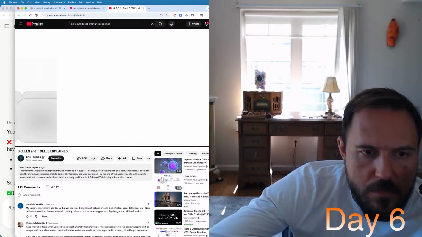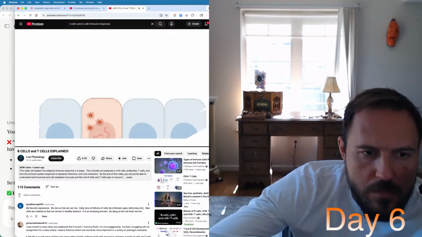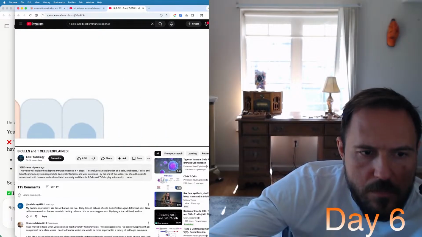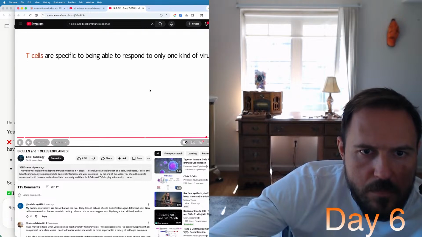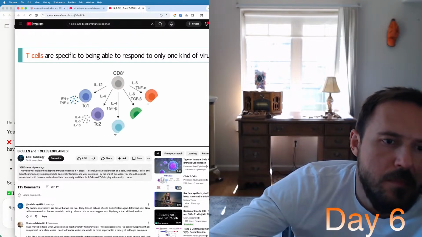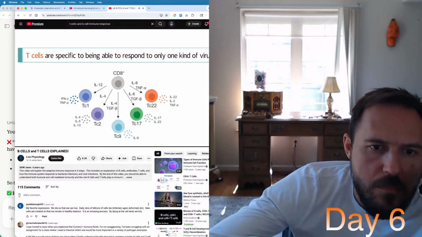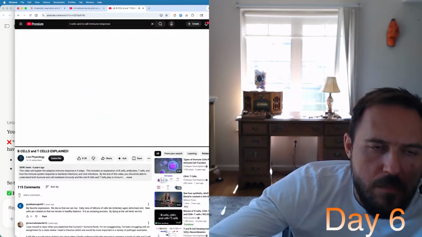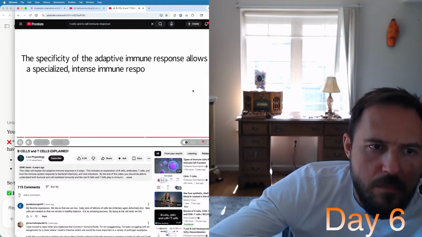The same T cell, however, may come across a cell infected with a different virus, and the T cell is unable to bind, and no cytotoxic molecules will be released. As is the case with antibodies, T cells are specific to being able to respond to only one kind of virus. There are numerous T cells, however, and an array of viral infections are able to be contained due to the variety of T cells in the human body. The specificity of the adaptive immune response allows for a specialized, intense immune response to one pathogen.